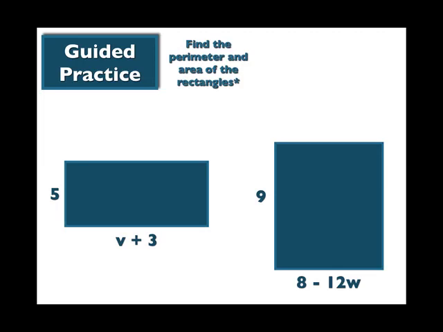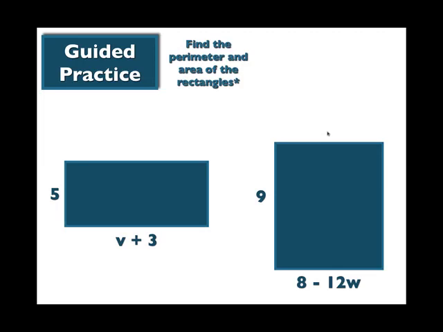Okay, on the next one, we have a rectangle that measures 9 for the width and 8 minus 12w, which is kind of a crazy number, but that's what they're telling us for the length. For the perimeter, we're going to add all the sides together. So it's going to be 9 plus 9, 18, plus 8 plus 8, which is 16. That's 34. And remember, we have negative 12w and negative 12w in two different places. So we're going to wind up with 34 minus 24w.